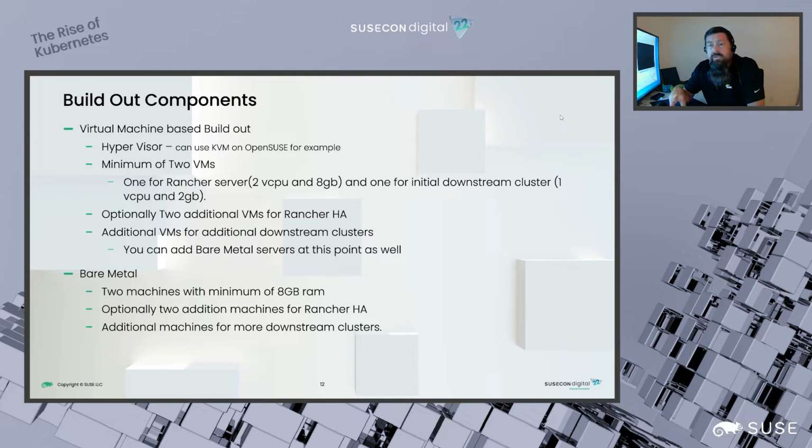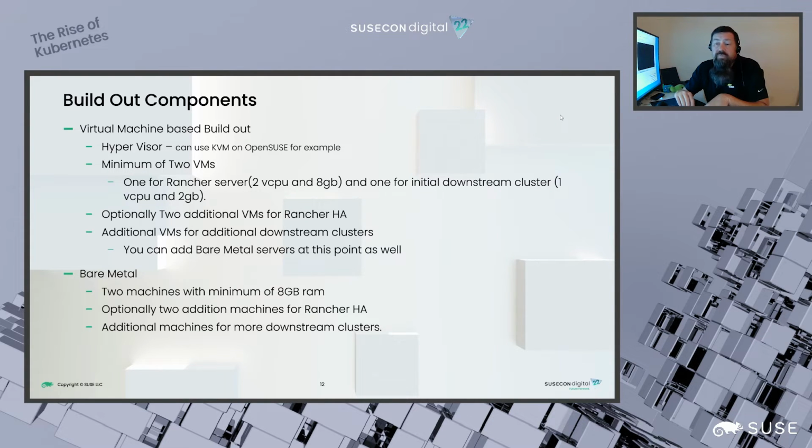But we're going to use 2 virtual machines. One of the virtual machines is going to have 2 virtual CPUs and 8 gig. The other one, for the downstream cluster, we're going to skinny up just a little bit with a single CPU and 2 gigs of RAM. Again, you can add additional VMs for additional downstream clusters, or 2 additional VMs into that Rancher management cluster to get you a 3-node high availability type of cluster. So kind of keep that in mind.